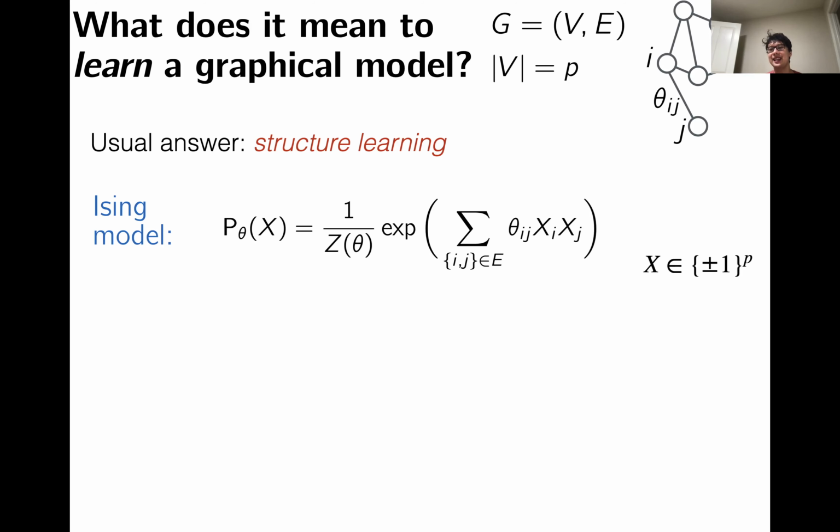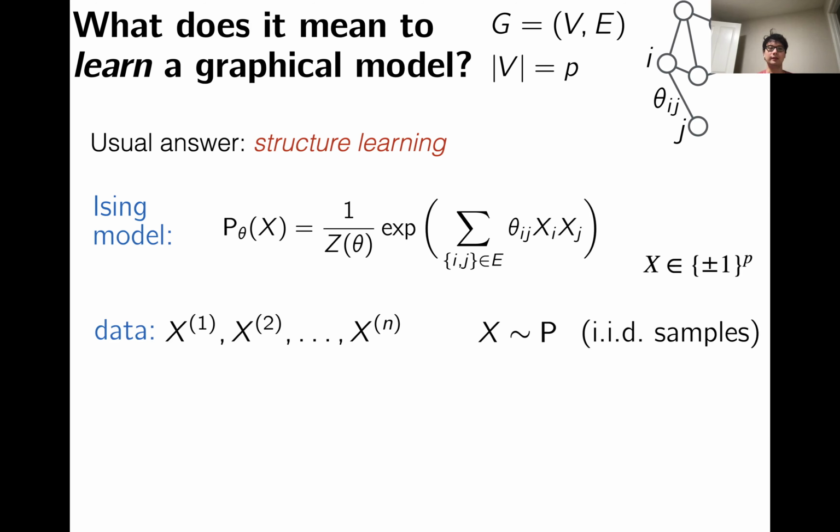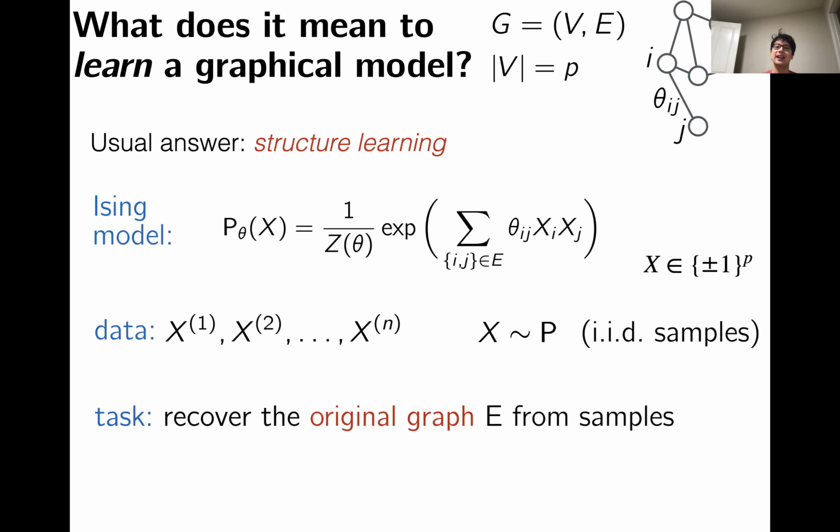You have p plus-or-minus-1 valued random variables that are all correlated, and the Ising model is a joint distribution where the log likelihood is quadratic. The coefficients theta ij, you can think of as, if those are positive, they encode that those two variables like to be positively correlated, and negative if they like to be opposite. Okay? What it means to learn is you get samples from such a model, but the parameters and the graph of the model are unknown. Your task, the structure learning problem, is to recover the original graph in a computationally efficient way and from as few samples as possible.